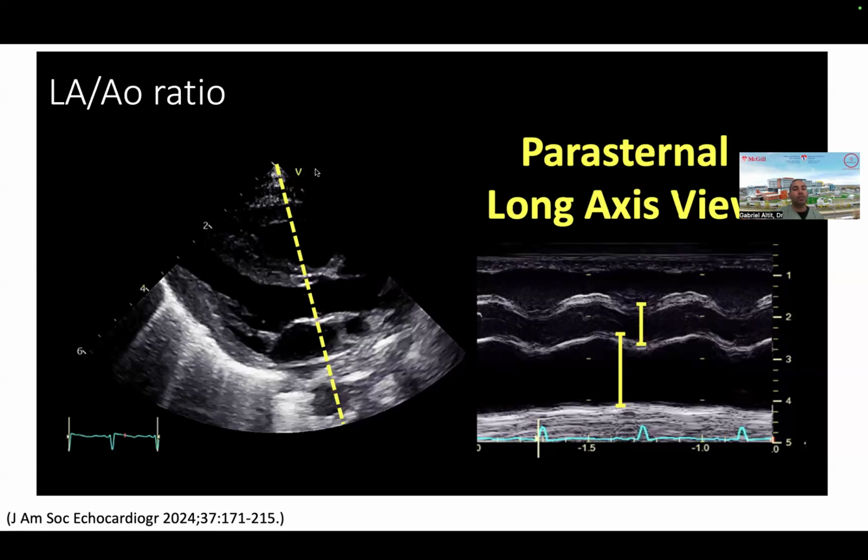LA on aorta ratio was designed by Norman Silverman, described back in the 1970s or 80s. Delicious person. He has great YouTube videos you should go see. But basically what he described is that it's a marker of left atrial dilatation or a marker of aortic hypoplasia.